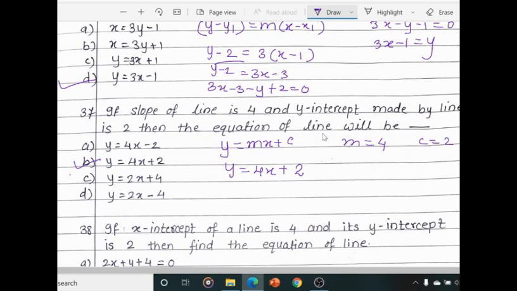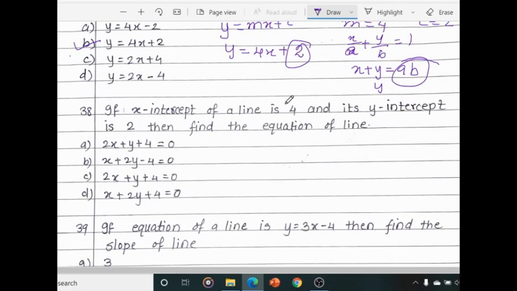See, as we know, we write x upon the x-intercept, that is a, plus y upon the y-intercept, that is b, is equal to 1. And if we multiply this by ab, we get bx plus ay is equal to ab. So ab is the value of c. So this is the value of c again.